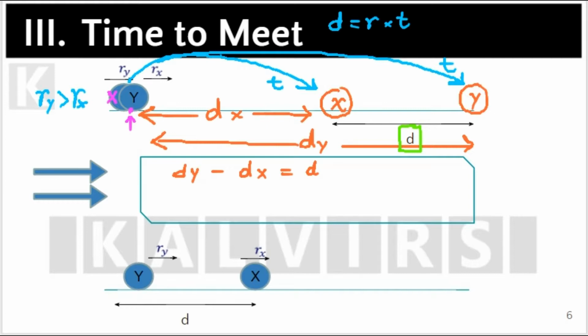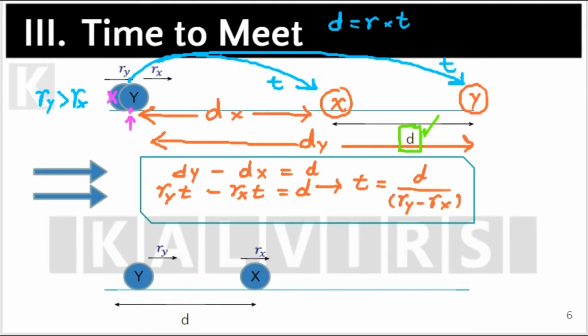Now, the distance traveled by Y is the rate of Y times the time, and the distance traveled by car X is the rate of X times the time. Solving for the time it takes them to be separated, this distance is d divided by the difference of the rates of the cars. Same way here for this example.